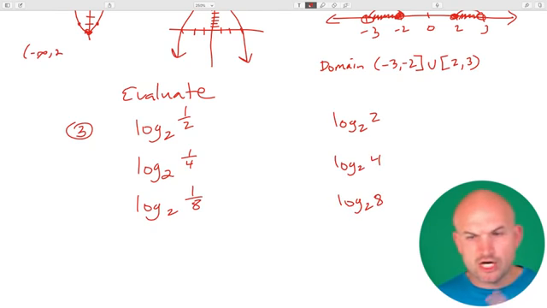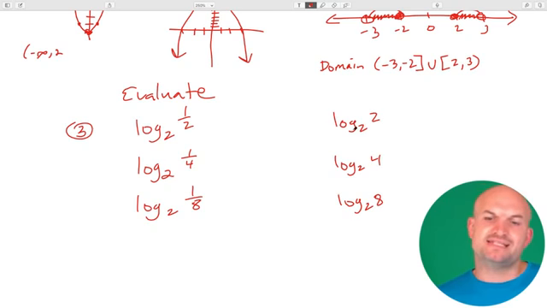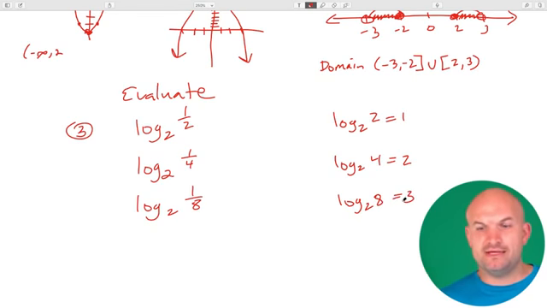So again, remembering the understanding of logarithms, basically this is saying, 2 raised to what number equals 2? Well, that is 1. 2 raised to what number is 4? Well, that is going to equal 2. And then 2 raised to what number is 8? That is 3.